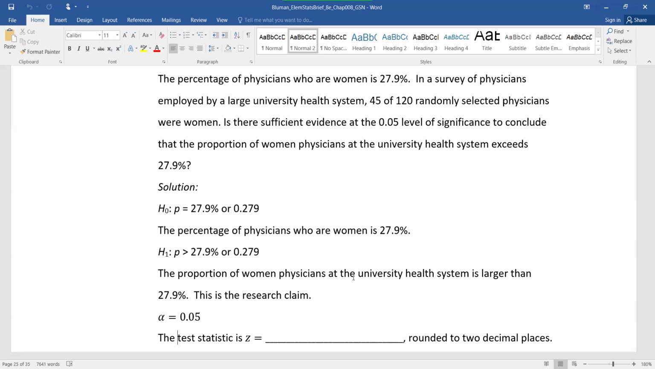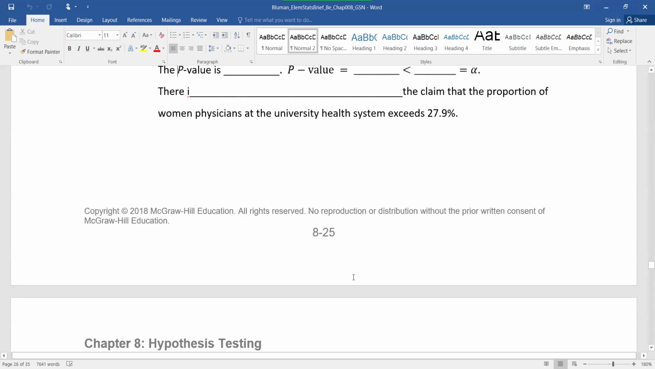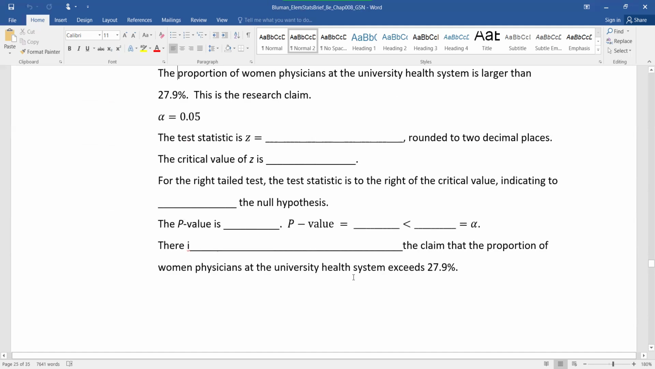Our alpha is, sorry, what was the question? Oh, so our alpha is 0.05. That indicates our significance level. So let's do a z-test. So our z-test here. All right, so the first one was the sample. So what was the sample? That would be the population. So what is 45 out of 120?